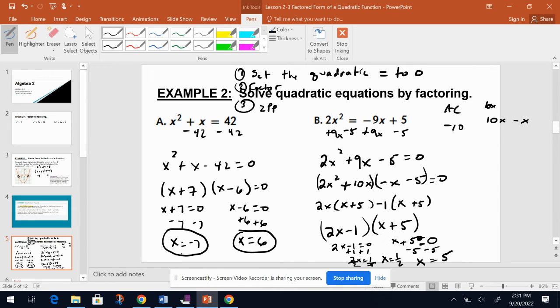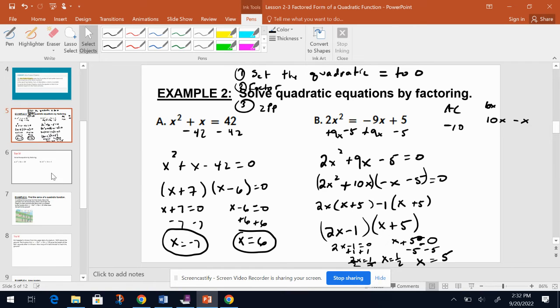Notice, I'm not saying that zeros are just always the opposite. They happen to be here when you have a linear factor where a is 1. But in this case, the a was 2. I had to solve it to get the 1/2. Okay, so let's take a look at a couple more examples.